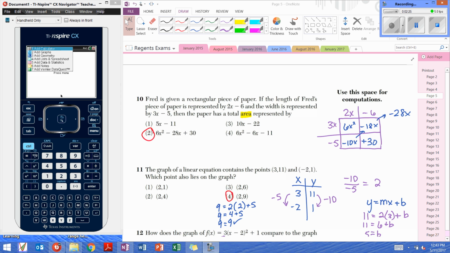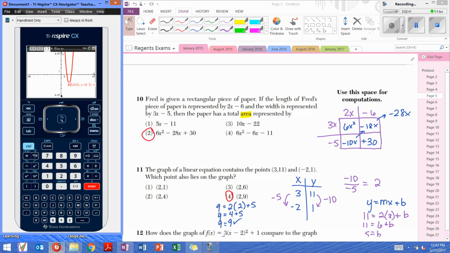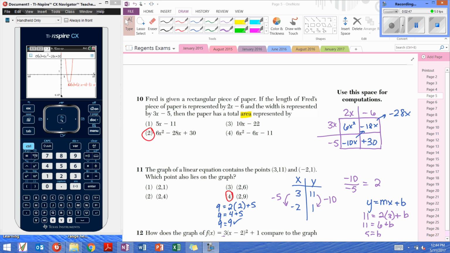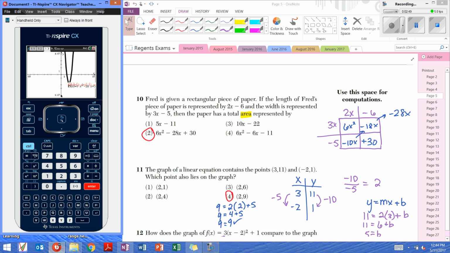There's not really a good way to use the checks on your calculator, but here's an idea. I'm going to graph the area because area is equal to length times width. So I'm going to multiply the two together, and I'm going to graph that. Then what you would just need to do is graph all your answer choices. And I'm just going to prove that number 2 is right. This is a great way to check because the two should lie on top of each other.